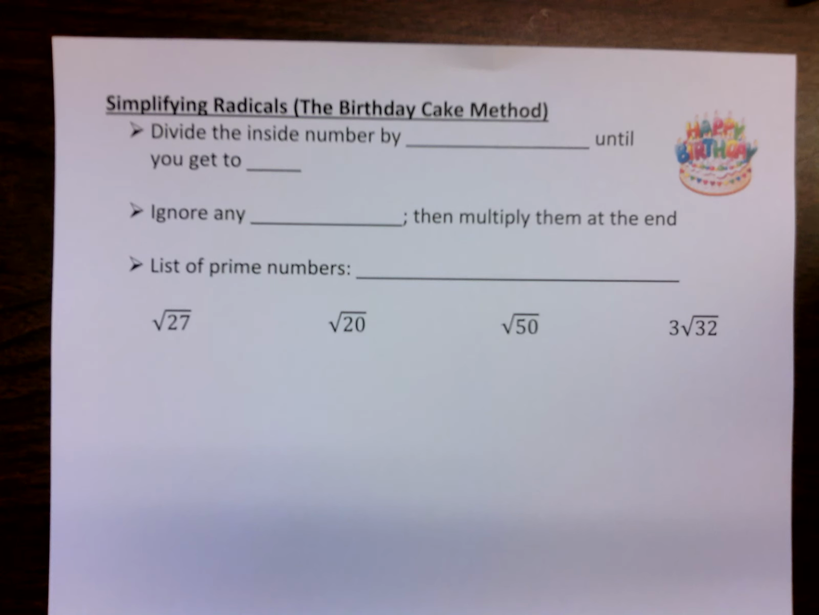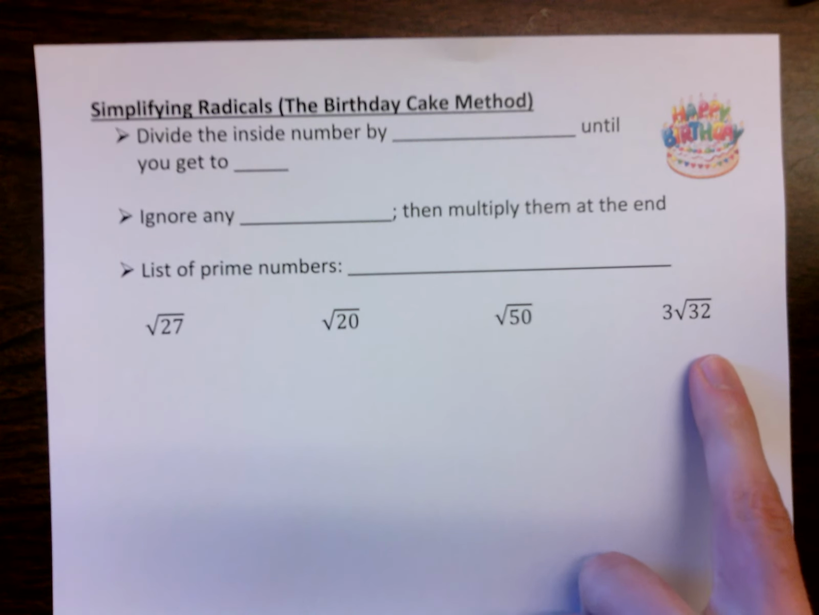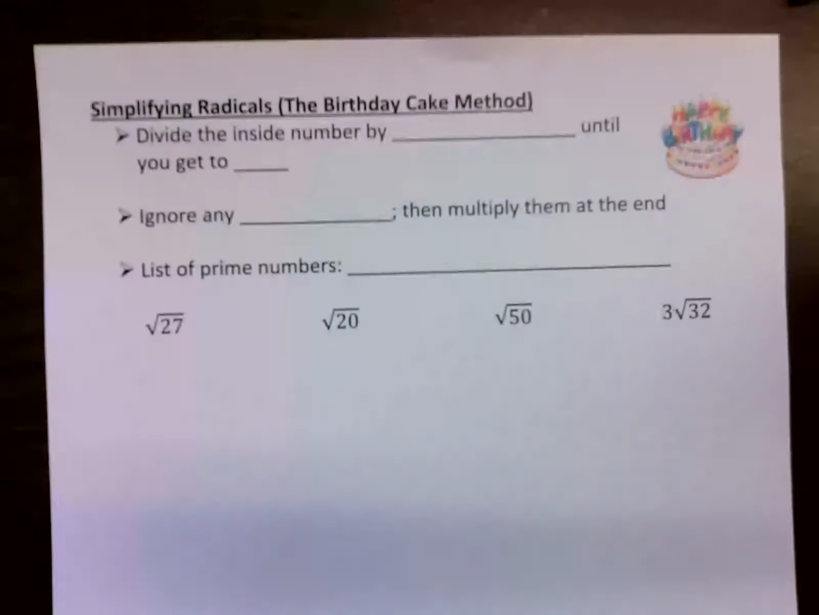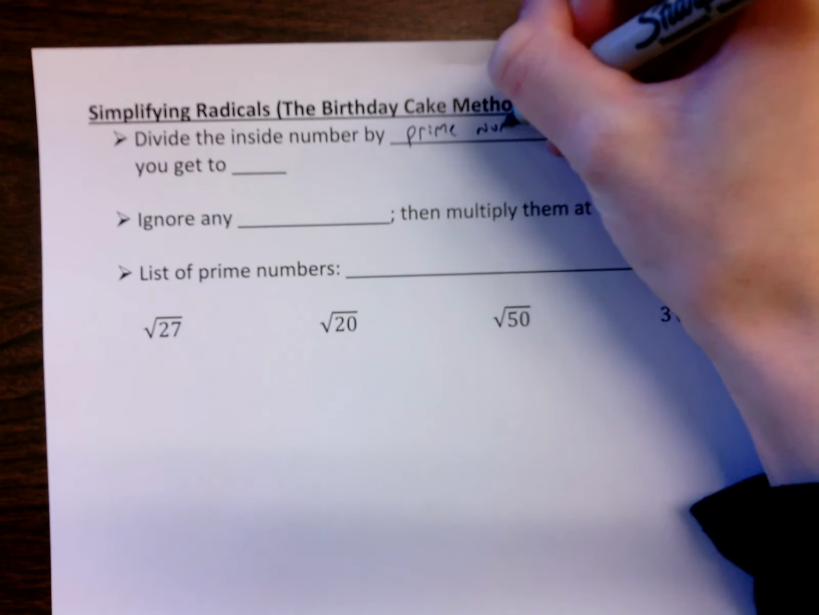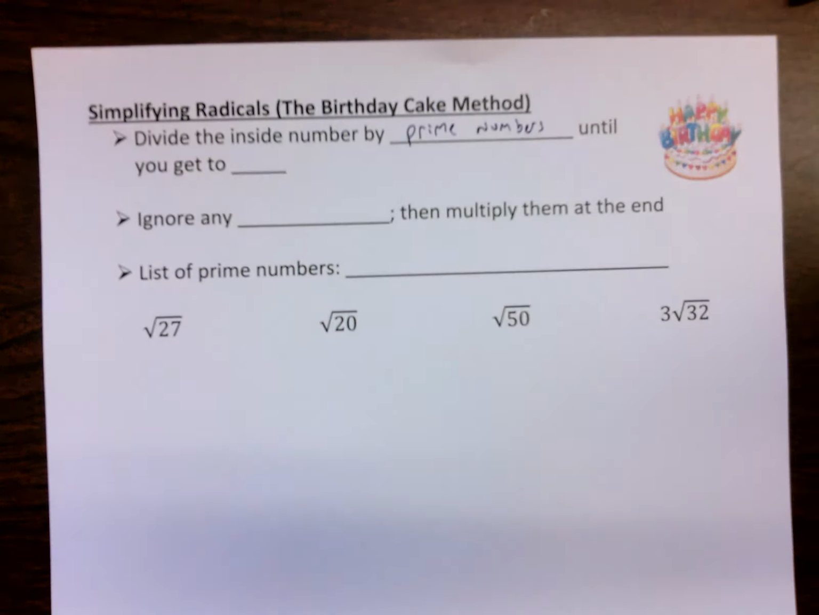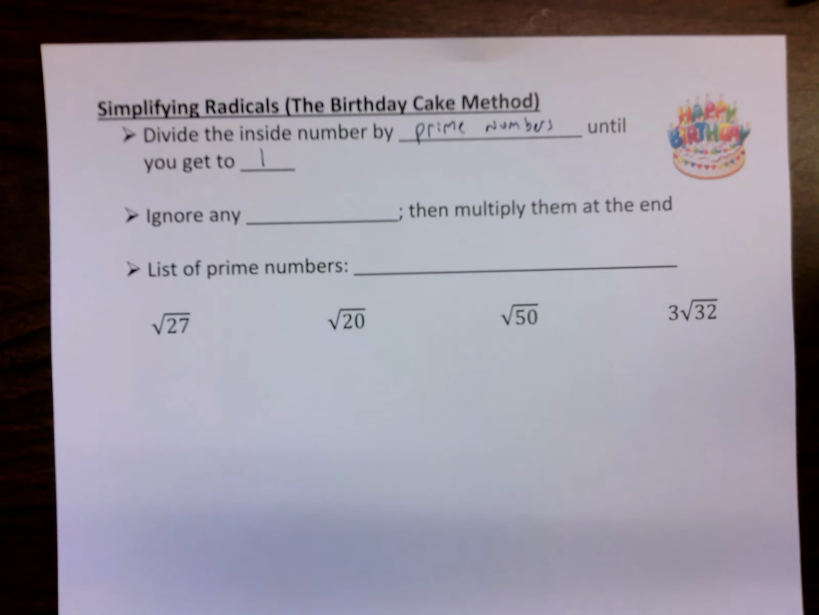And we're going to use something that I call the birthday cake method. Okay, so the birthday cake method, you're going to see why we call it that in just a minute. But basically, here's what you do for the birthday cake method. Okay, you are going to take the inside number. Okay, so the 27, the 20, the 50. On this one would be the 32. So you take that inside number, the number inside the radical, all right, and you're going to divide that by prime numbers, okay, until we get to 1.